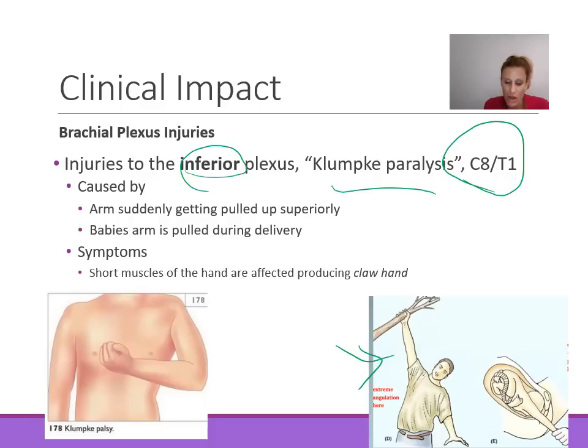Again, this can happen during birth as well. If the arm comes out before the head, you see the arm getting pulled out through the birth canal. This can also cause damage to the inferior brachial plexus. Symptoms of this are the short muscles of the hand get affected, and this produces a claw hand, or kind of like flexed fingers all the time.